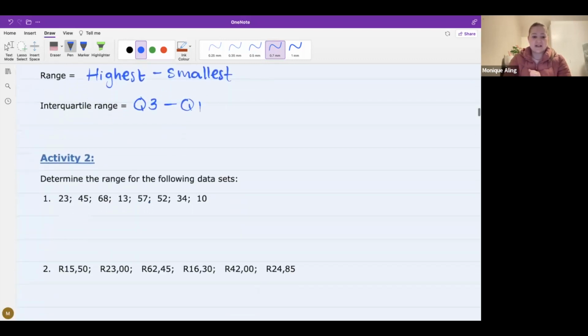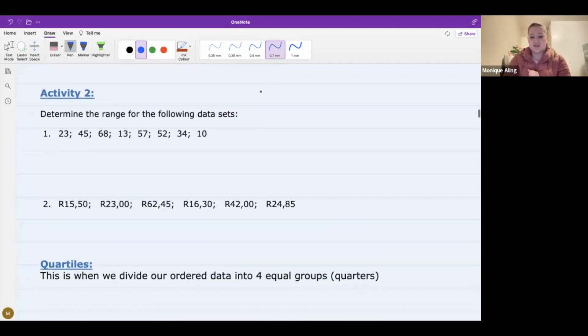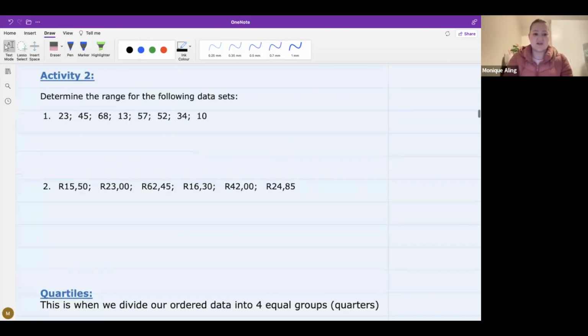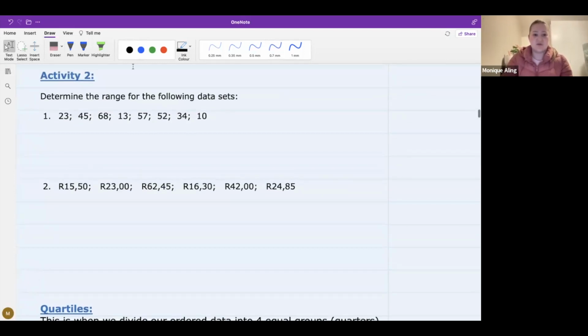Okay, fantastic. A little quick activity just to remind ourselves how to work out the range. Determine the range for the following data sets. So I'm going to give you a couple of minutes to quickly do question 1 and 2 for me. Work out the range for question 1 and question 2.